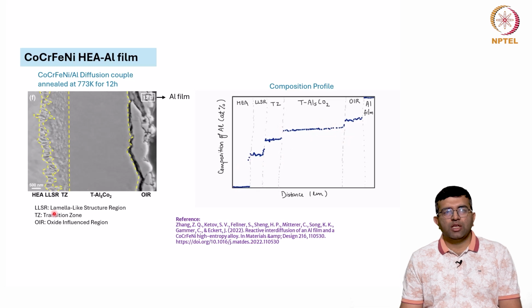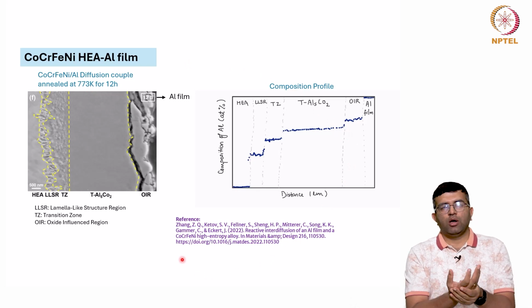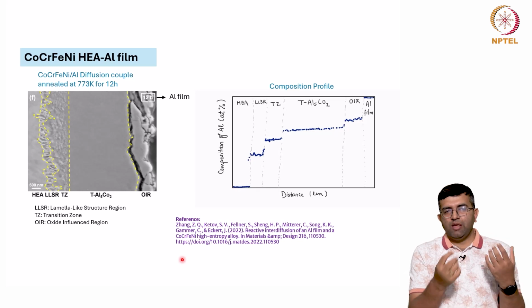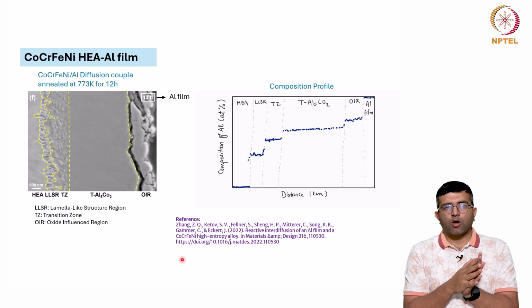Plus in this region, which is a lamella like structure, you see this wavy type of composition profile, which indicates that it is a phase mixture. Same thing for the TZ also. So, these are several examples that we saw today. You are free to refer to many more such diffusion couple examples. See if you can draw the composition profiles, and if you can correlate them.